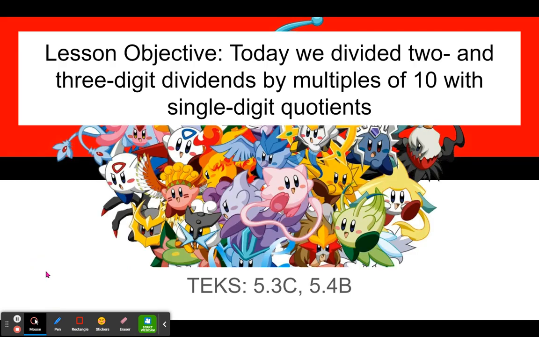All right, everybody, let's go ahead and review today's lesson objectives. So today we divided 2 and 3-digit dividends by multiples of 10 with single-digit quotients.